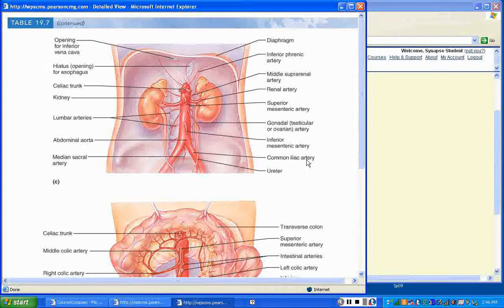And we see the common iliac. And we got all those that we did. And at the top, diaphragm and inferior phrenic.